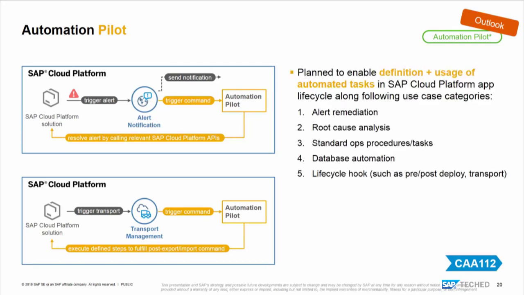So the Automation Pilot provides you with a couple of things. First, it provides you with the means of how you can automate your day-to-day DevOps tasks: alert remediation, database management such as applying updates, collecting data for root cause analysis, collecting logs, dumps, and so forth. Second, lifecycle hooks. As I said, in the Transport Management service, you can hook into different services and do something after some event in the service, and so on.